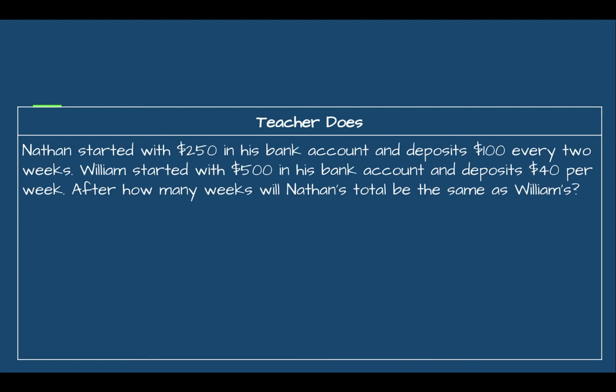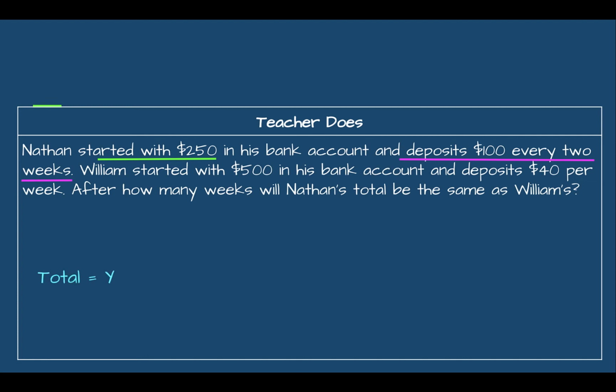Let's look at a different type of problem. Nathan started with $250 in his bank account and deposits $100 every 2 weeks. William started with $500 in his bank account and deposits $40 per week. After how many weeks will Nathan's total be the same as William's? So Nathan started with $250, deposits $100 every 2 weeks.